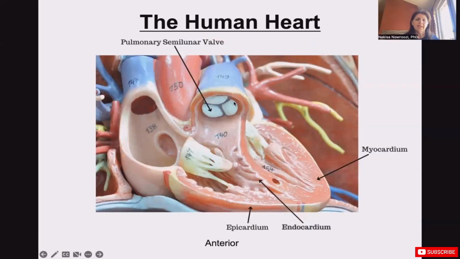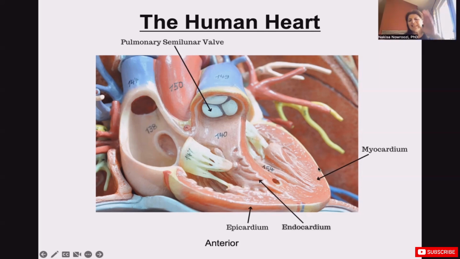Here, again, we can see the pulmonary semilunar valve. This is pulmonary trunk. This is ascending aorta here. And this is superior vena cava. This one is your right atria, left atria, a little bit of it you can see. Left ventricle, right ventricle, tricuspid valve, bicuspid valve. You have chordae tendineae on both sides.